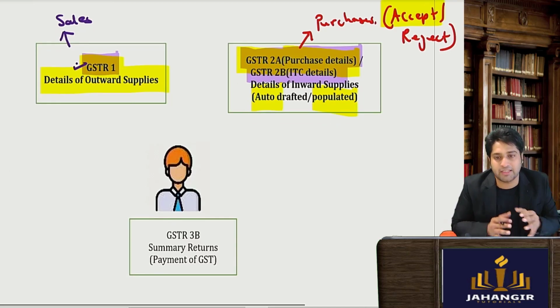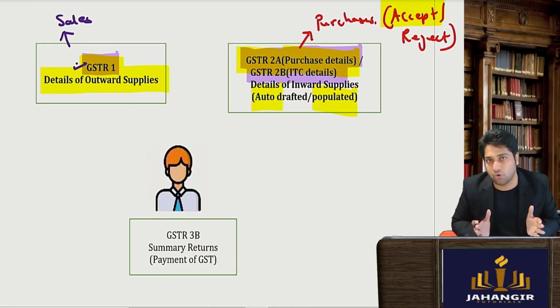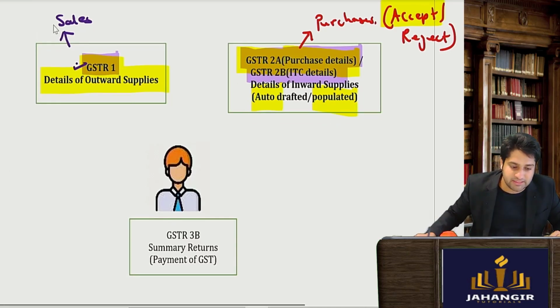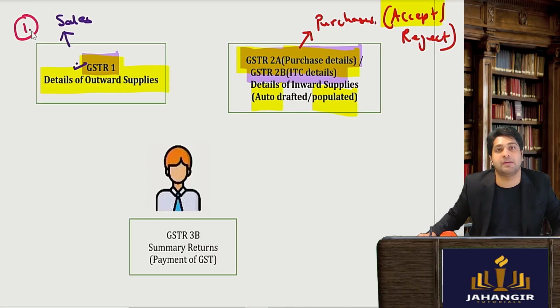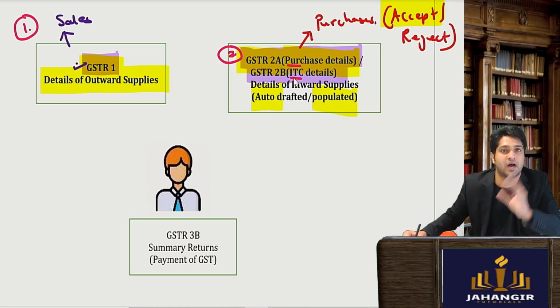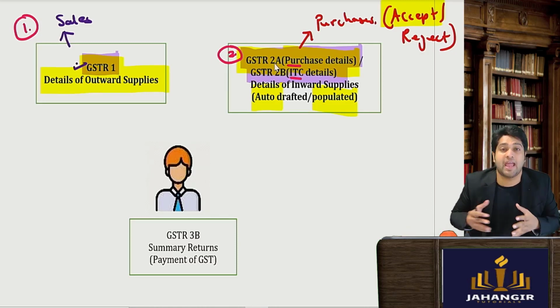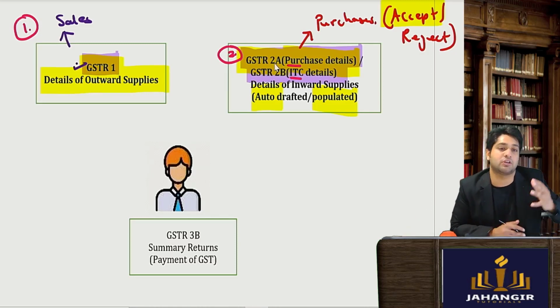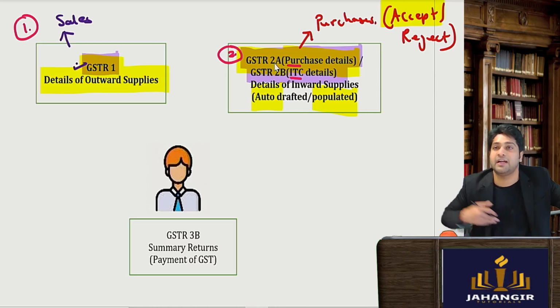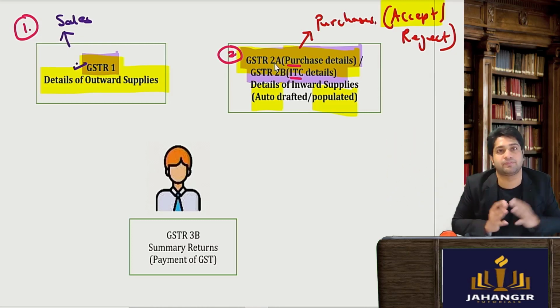So it's a system that works in a flow. First, GSTR 1 will be filed. Then GSTR 2A will be auto populated in the purchaser's account. He needs to accept it. The moment he accepts it, it will be mentioned how much credit is available. Simple. Like this, every dealer will have details of his sales and details of his purchases.